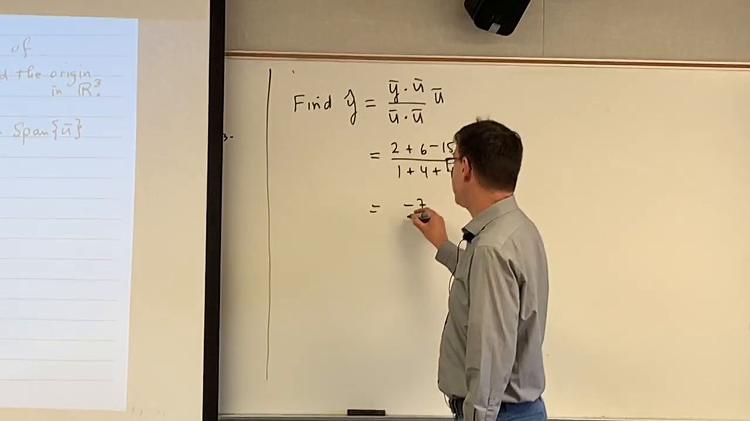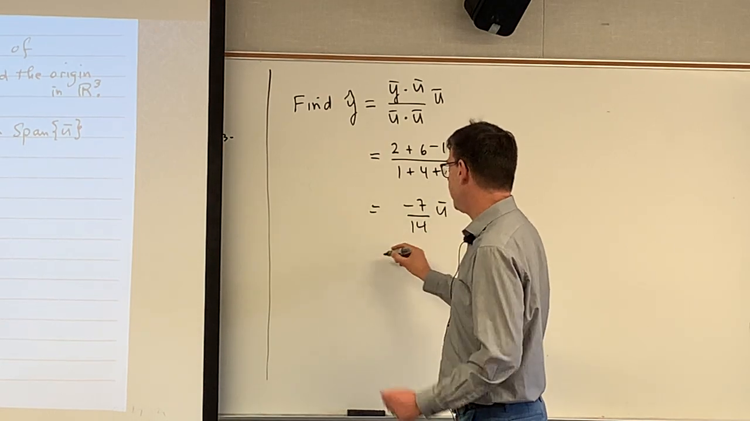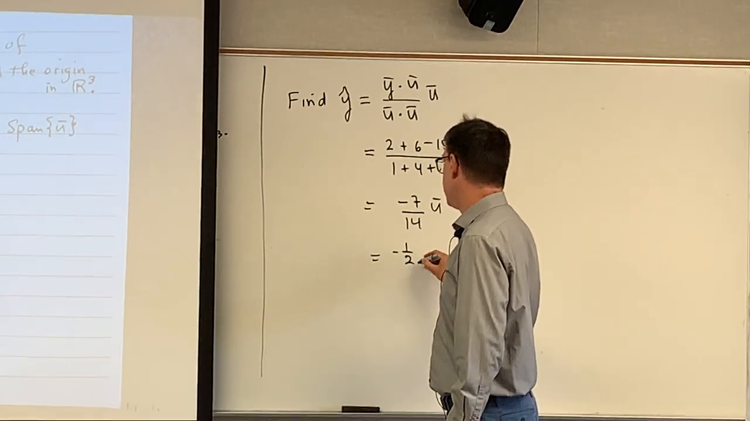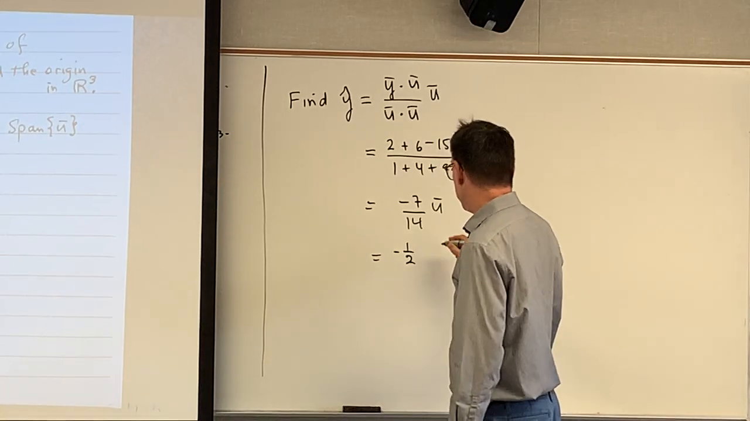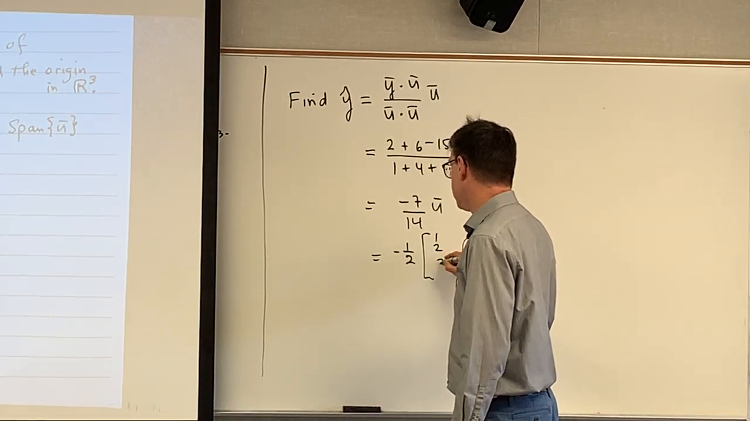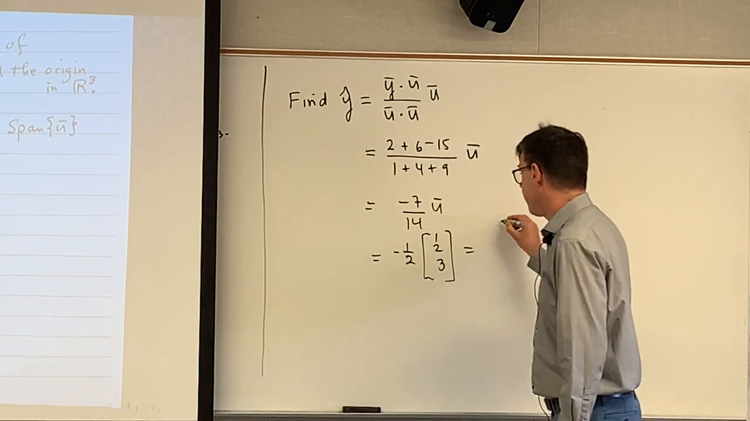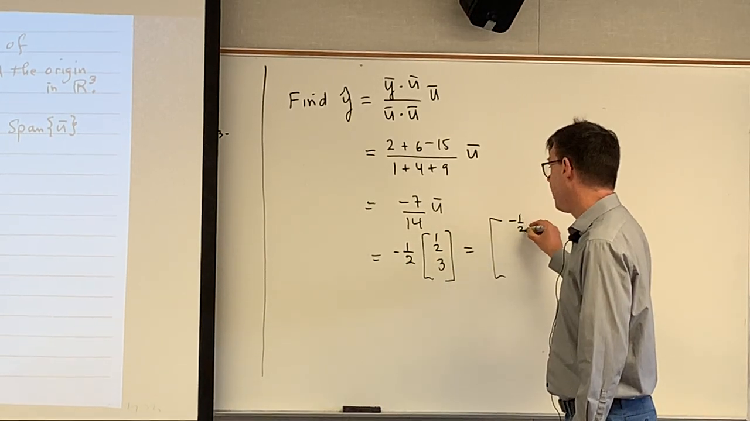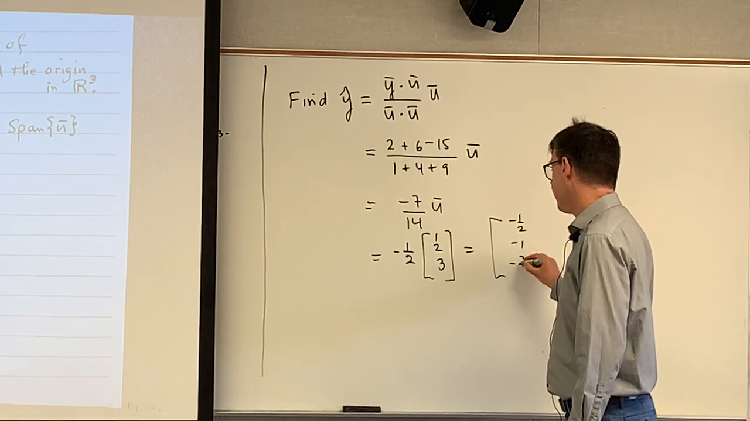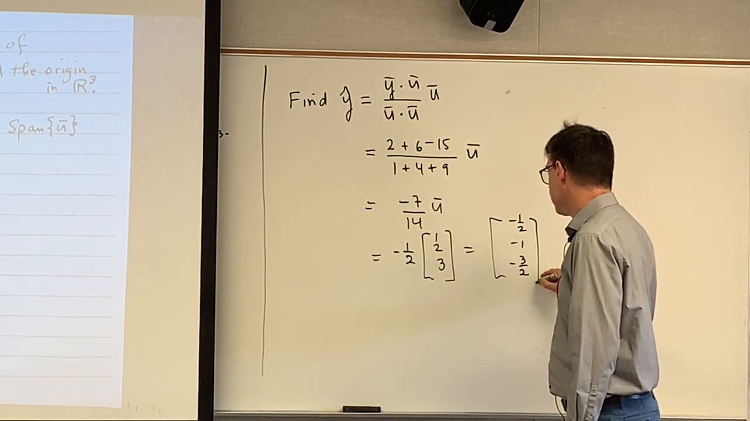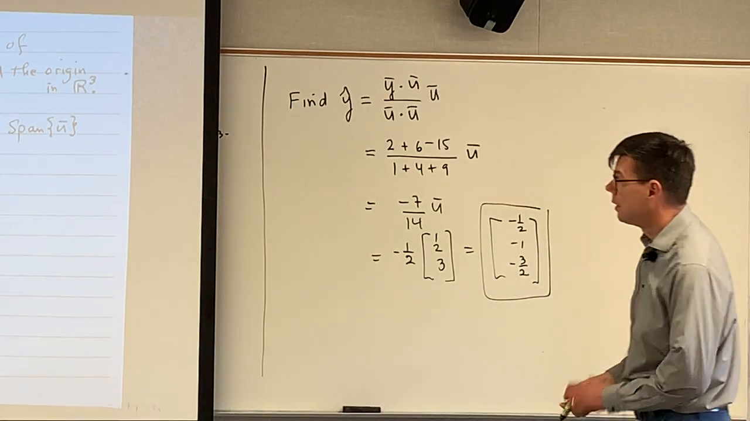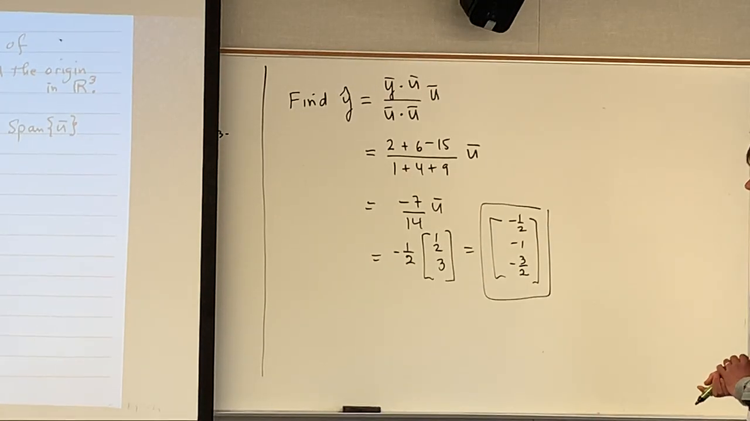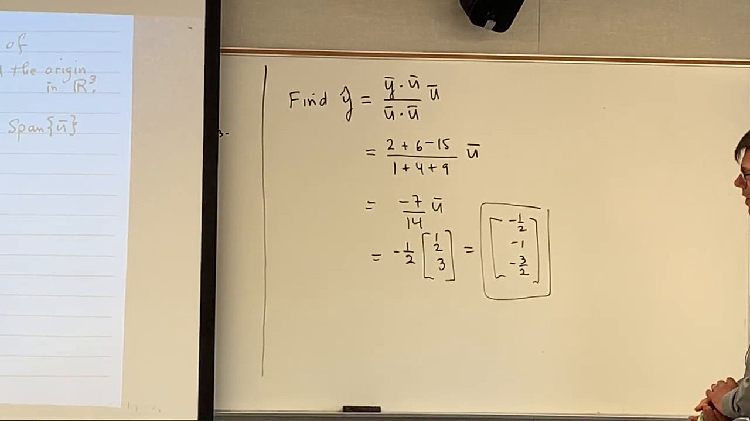Is that negative 7/14 u? Ooh, it came out nice. Negative a half u is 1, 2, 3, so it's negative a half, negative 1, negative 3/2. That's the orthogonal projection of y onto u. Okay. Y hat is what they want us to find.